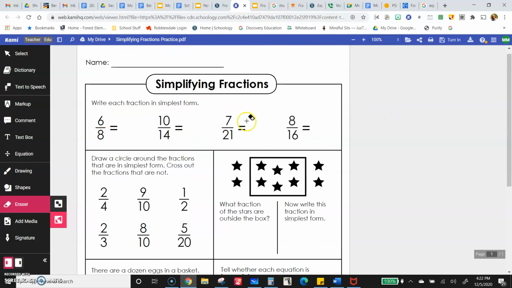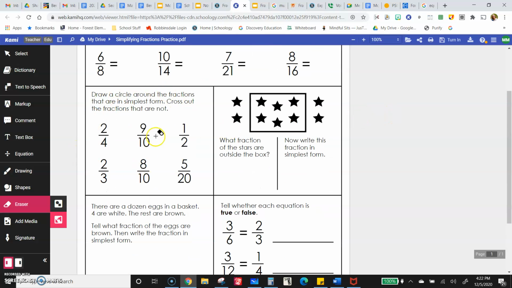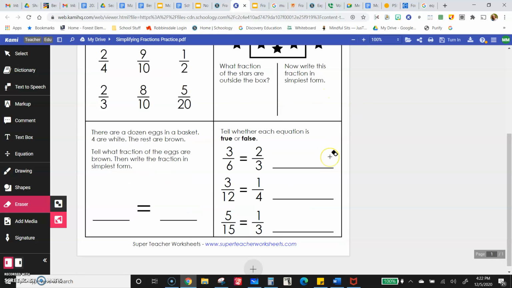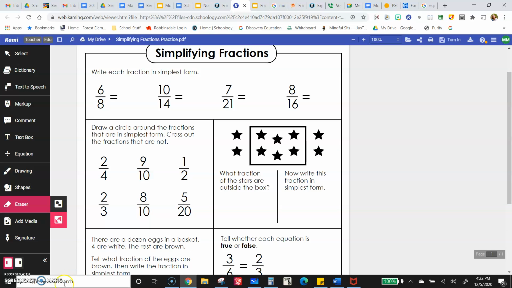Okay, writing in simplest form, finding the ones in simplest form, then a couple other problems as well. Let me know if you need help. I'm here for you.